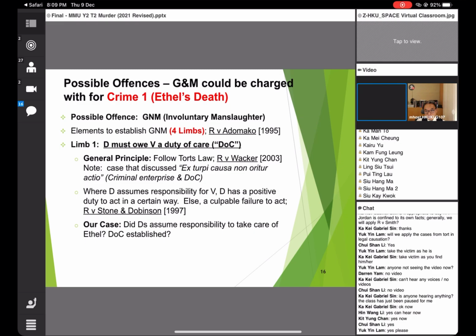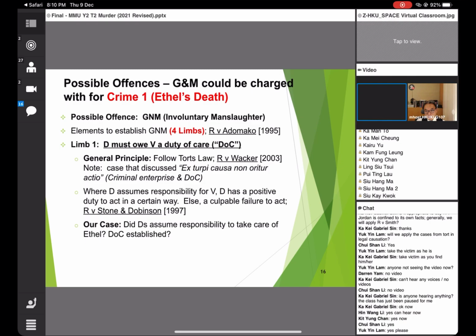Because they were being shipped over as illegal immigrants, they were put in a container, and all of them died. 58 of them died. So before, the principle of ex turpi causa did not operate in criminal law. That means the duty of care of tort did not apply in criminal law. However, because of this case, R v Wecker 2003, that changed. They applied the tort of negligence, the civil negligence duty, even to criminal enterprise cases.